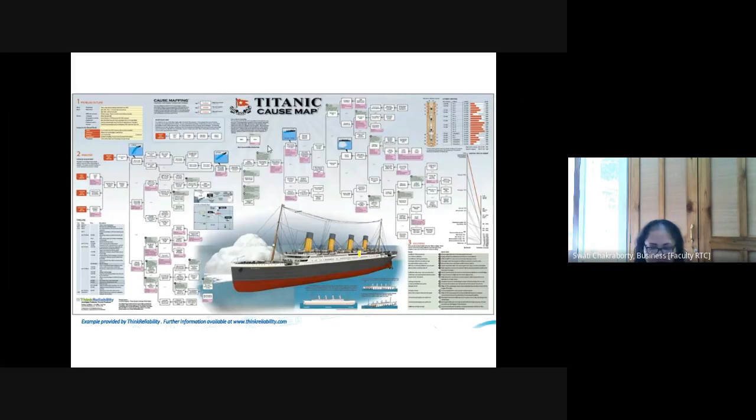So if you see the sinking of the Titanic, you can use the five whys technique to actually solve the problem. You can come down to the main problem. Why did the Titanic sink? This is a very good example.